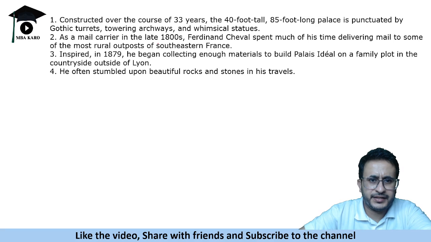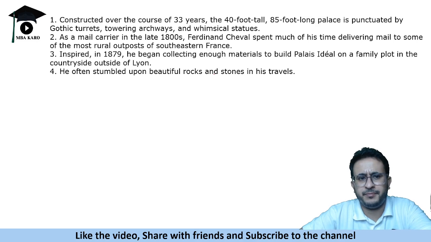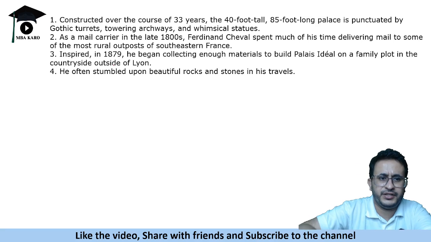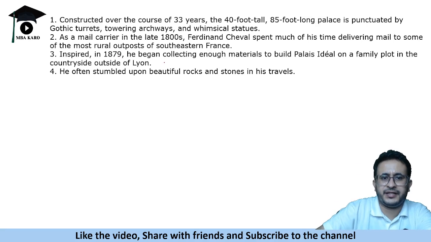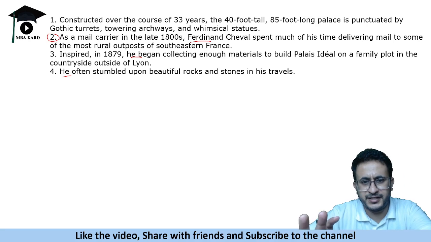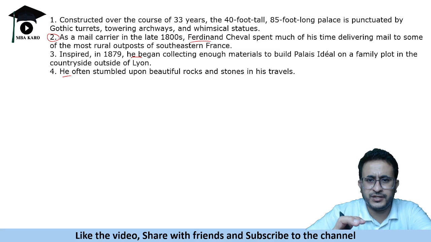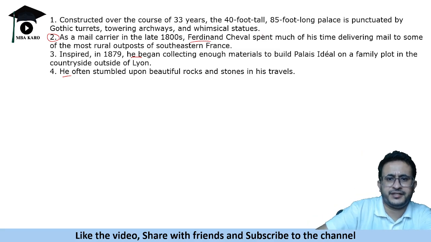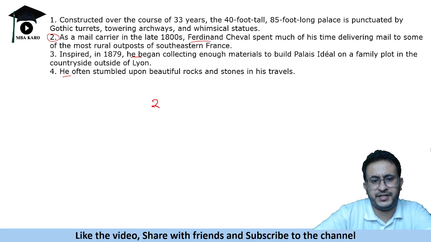As a mail carrier in the late 1800s, Fernand Cheval spent much of his time delivering mail to some of the most rural outposts of southeastern France. Inspired in 1879, so someone is inspired, he began collecting. So he refers to this person Ferdinand. Okay, he often stumbled upon beautiful rocks. So it gives a clear cut indication that 2 should be the starting sentence, right? It talks about some person, a person who used to deliver mails, a postman, okay, in the late 1800s. Okay, so the first sentence is 2.